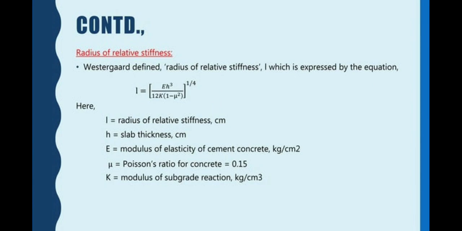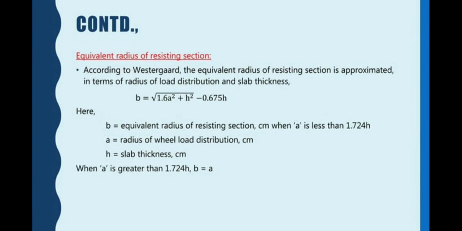The radius of relative stiffness. Westergaard defined the radius of relative stiffness L, which is expressed by the equation L is equal to (E H cube by 12 K into (1 minus mu square)) the whole power 1 by 4. The equivalent radius of the resisting section is given by b is equal to root of (1.6 A square plus H square) minus 0.675 H, where b represents the equivalent radius of the resisting section, A represents the radius of wheel load distribution in centimeter and H represents the slab thickness in centimeter.